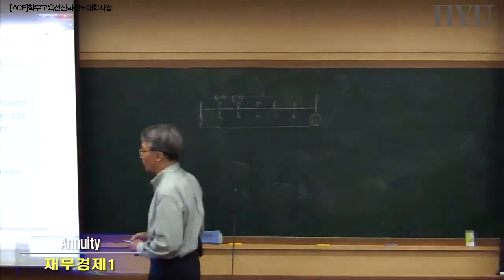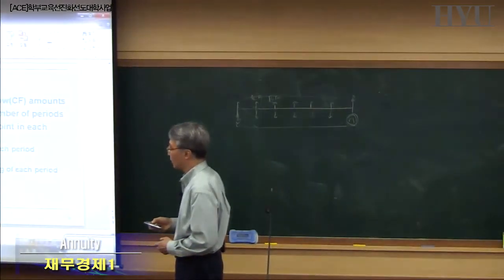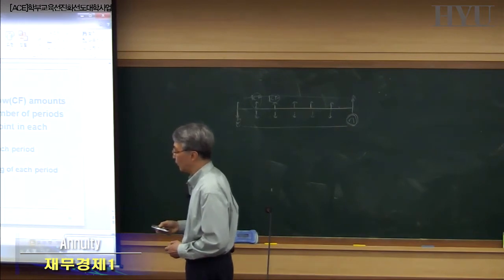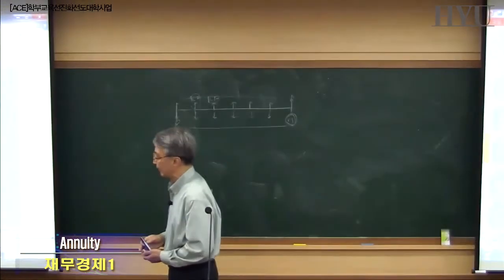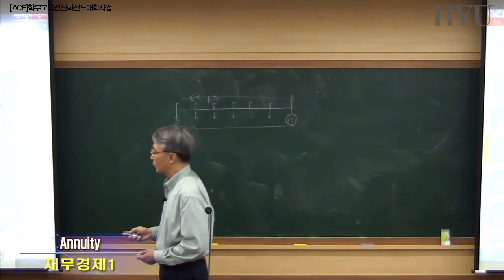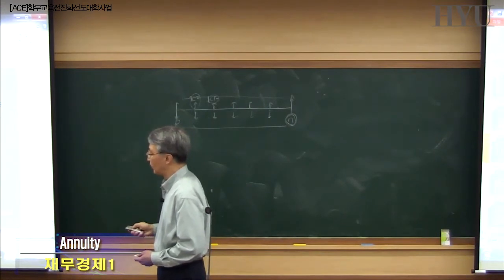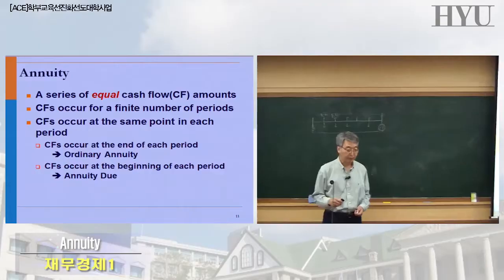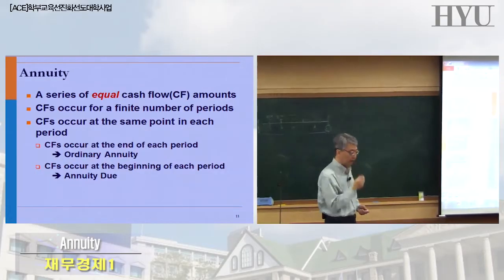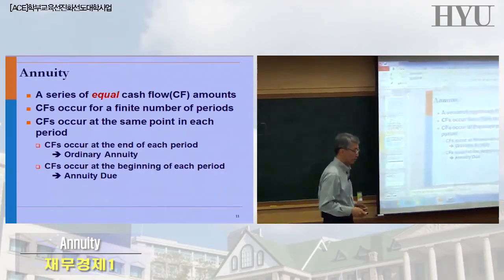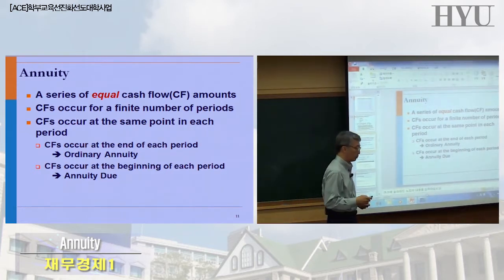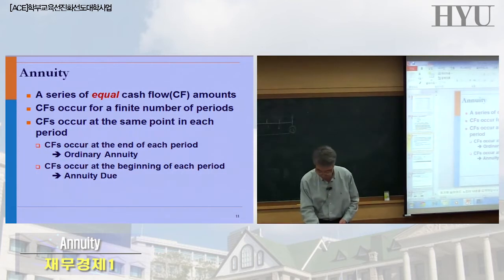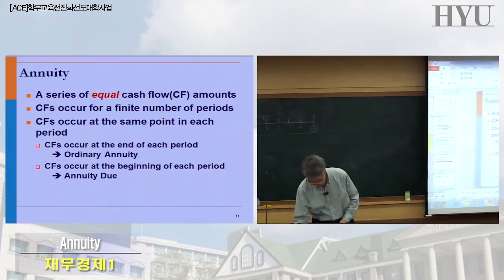All right, so if cash flows occur at the end of each period, that's what we call an ordinary annuity. If cash flows occur at the beginning of each period, we call it an annuity due. Two different concepts. Very similar concept. The only difference is whether the cash flow occurs at the beginning or end. As we go on, we'll talk about it in further detail.